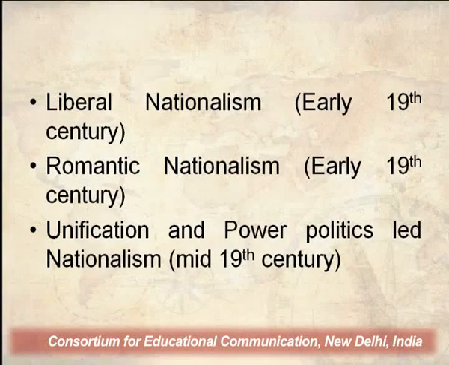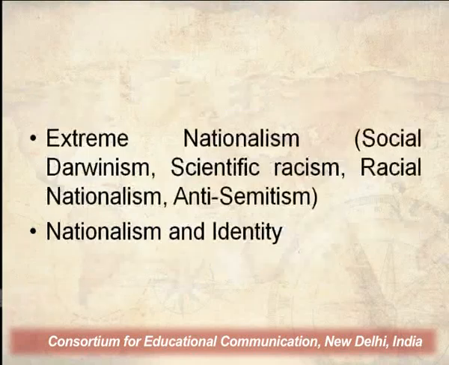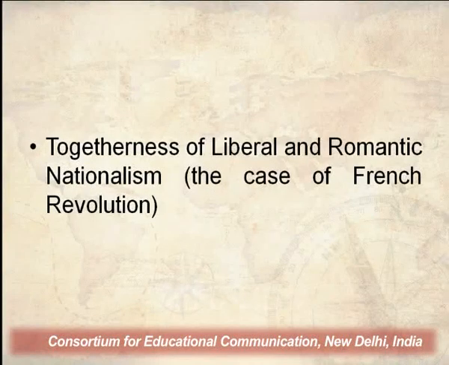So let's begin with liberal nationalism, early 19th century. And let's see what are its attributes and so forth. Now, historically speaking, there is a fair degree of togetherness exhibited by liberal nationalism and romantic nationalism. And as all of us know, the first historical instance where these ideologies, which were extensively written about by the Enlightenment scholars, got the first chance to be played out on the historical plane was through the French Revolution.